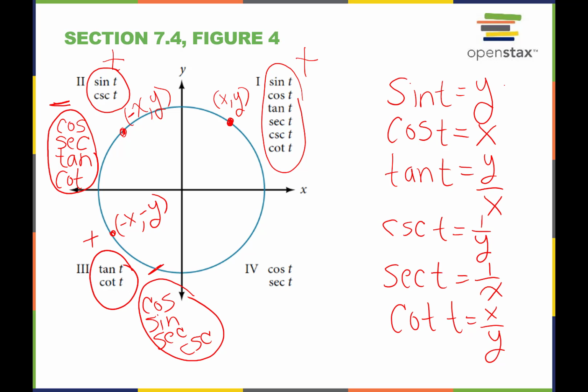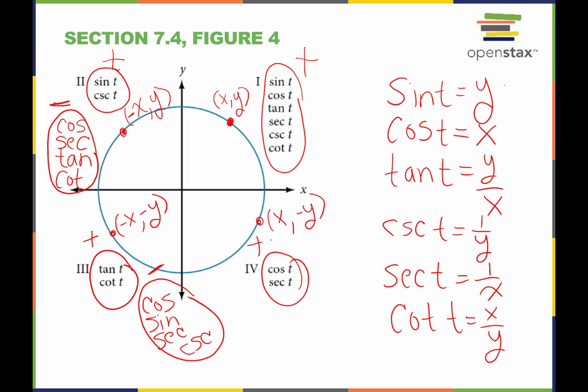Okay, in the fourth quadrant, x is going to be positive, but y is going to be negative. So anything that involves just a y is going to be negative, and anything that involves x is going to be positive. So cosine is equal to x, so cosine is going to be positive. Secant is the reciprocal of cosine, and the reciprocal of a positive number is positive.